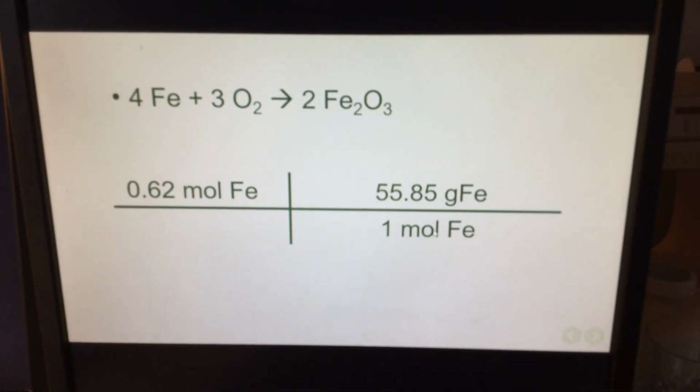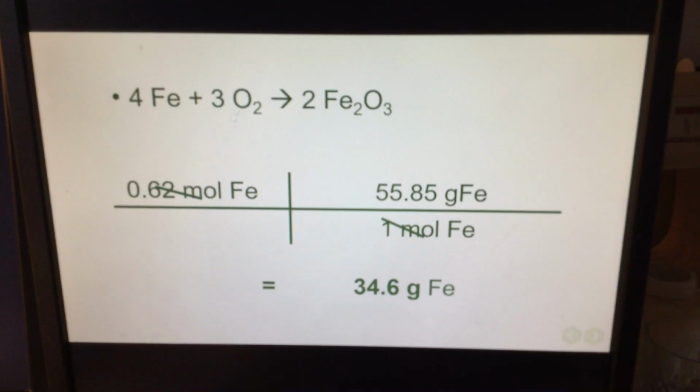This is the mass of 1 mole of iron. And we want mole of iron. They need to match so we can cancel them out. So the mole of iron and this mole of iron cancel out, and we keep the numbers to do the math. 0.62 times 55.85 grams of iron. That gives us 34.6 grams of iron. So if I want 0.62 moles of iron in my reaction, then I need to measure 34.6 grams of iron.